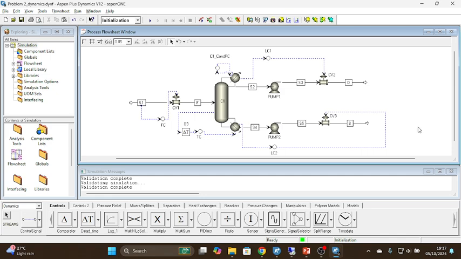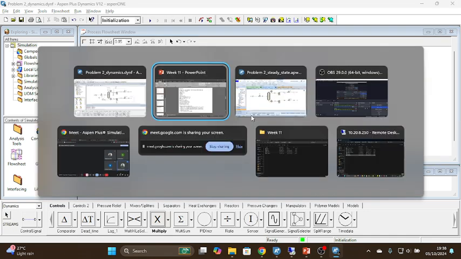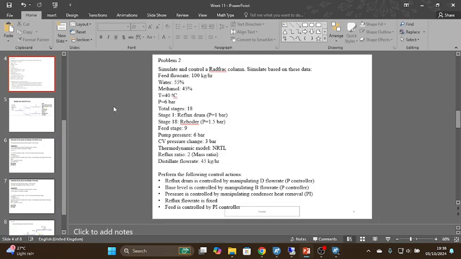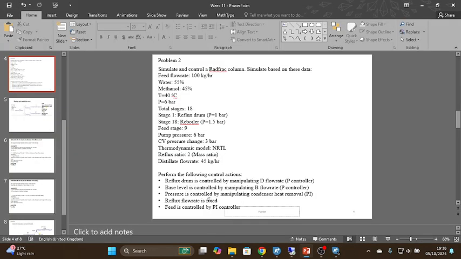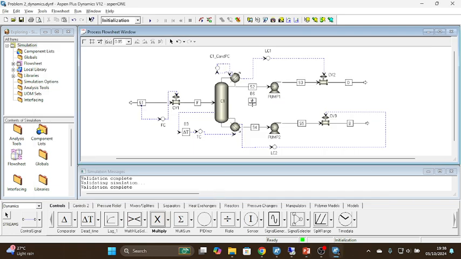So this is done. One last step is left, that is we need to fix the reflux ratio, that is 2. So for that we are going to select this unit, multiply. Let me place this over here. And how are we going to fix this? Over here it is given that the reflux flow rate is fixed. So we are going to use this multiply model.